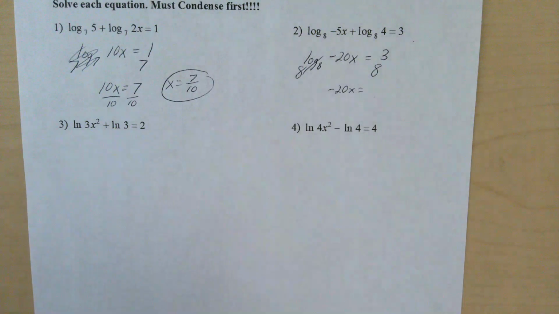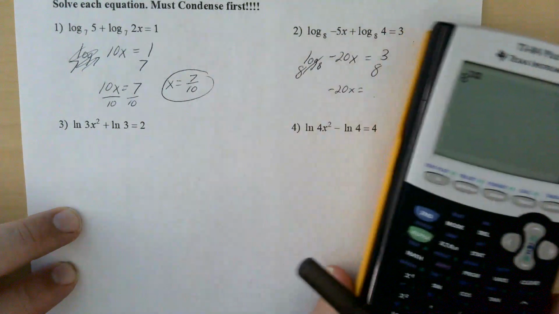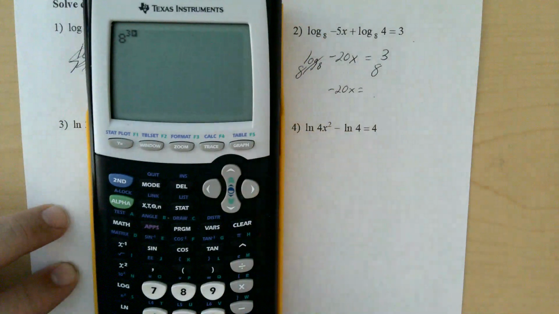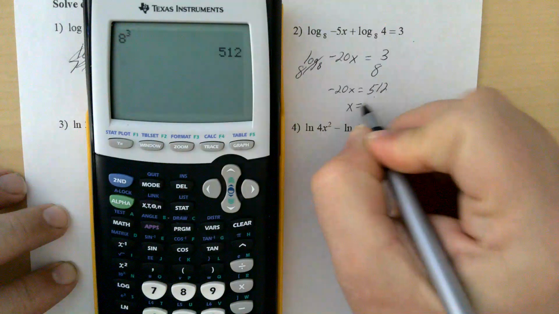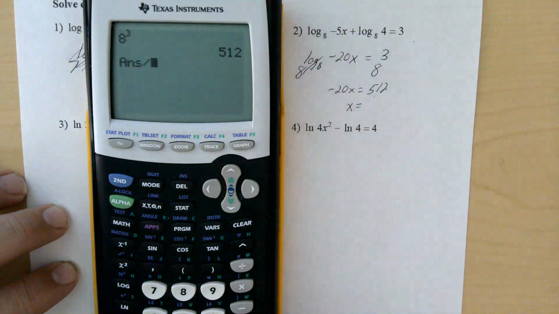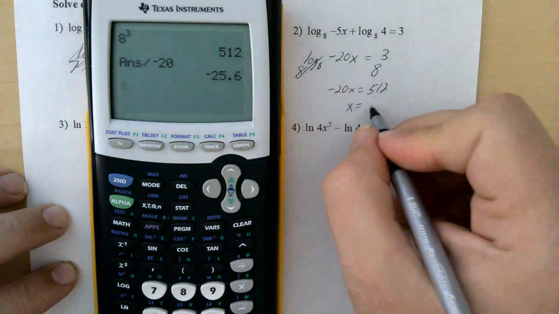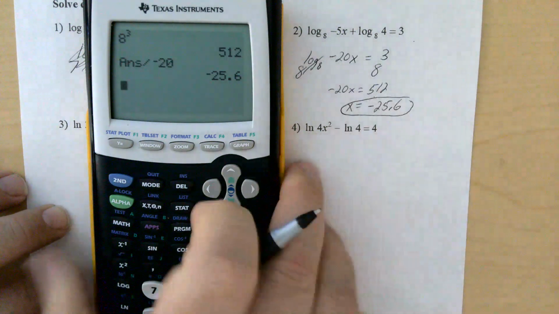And then I need to grab my calculator, and I'm going to ask the calculator for 8 to the third power. Okay, so 8 to the third power is going to be 512. My last move is to divide by -20. So I'm going to divide by -20, and I'm going to get -25.6.